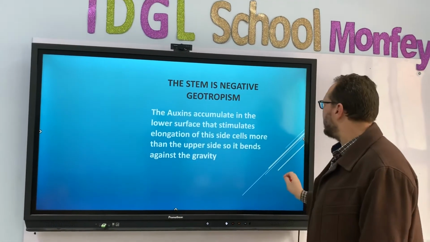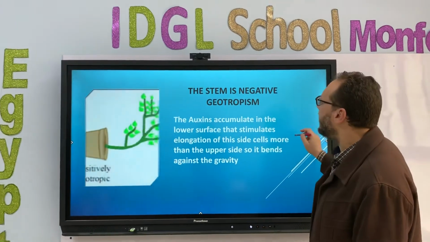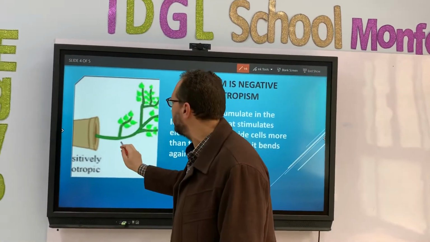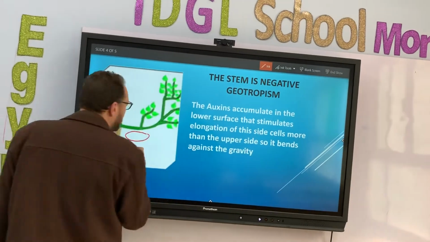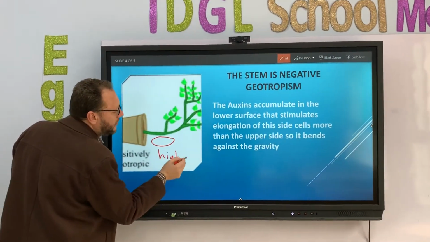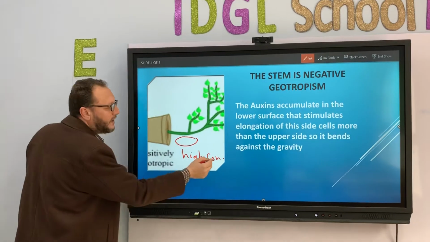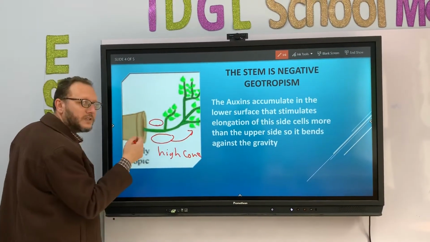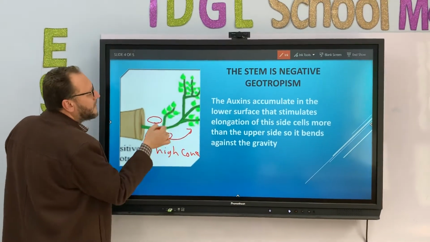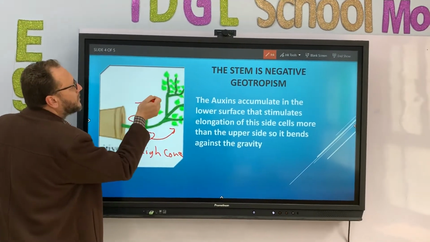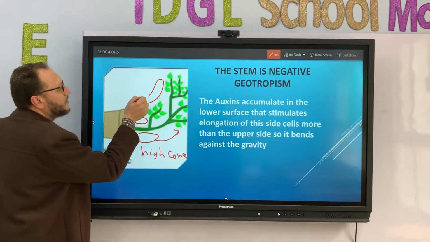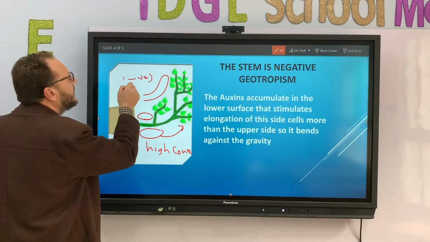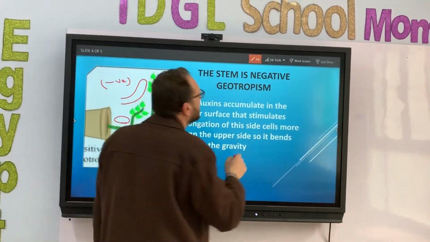Why is the stem negative geotropism? The same idea. Auxins accumulate downwards. When auxins accumulate downwards at high concentration, they activate the growth of these side cells more than the low concentration side. As they are bonded with each other, the lower surface grows more and the upper grows less, so it bends away from gravity, so it is negative geotropism.